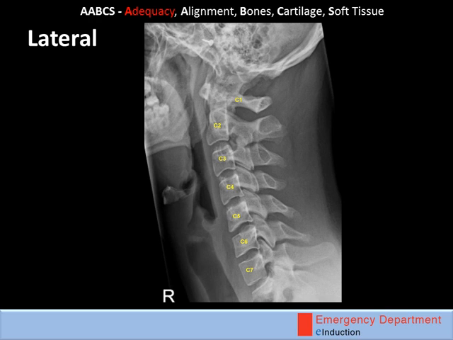The lateral C-spine is really where most of the answers lie. Here we have the 7 cervical vertebral bodies labelled. You'll note that C1 has no vertebral body, unlike the others.